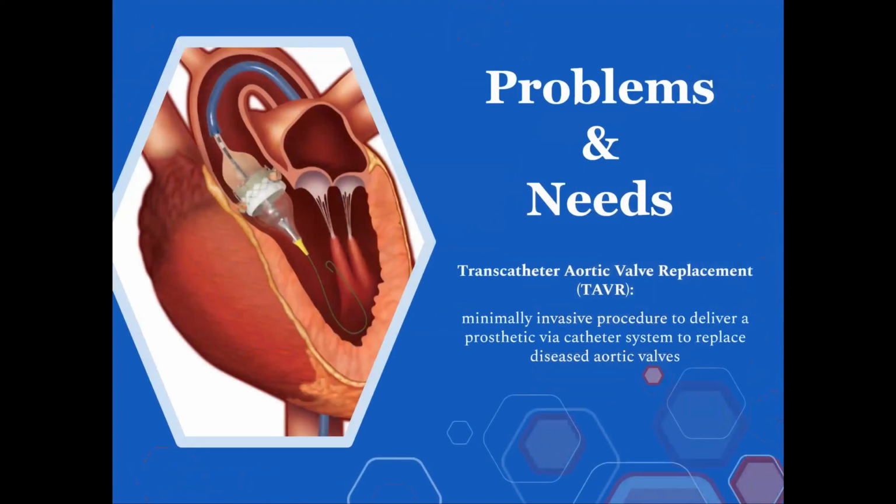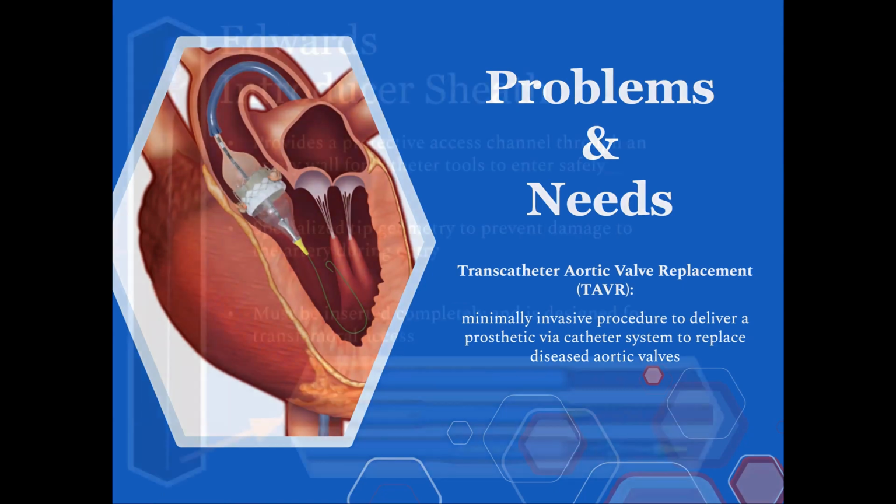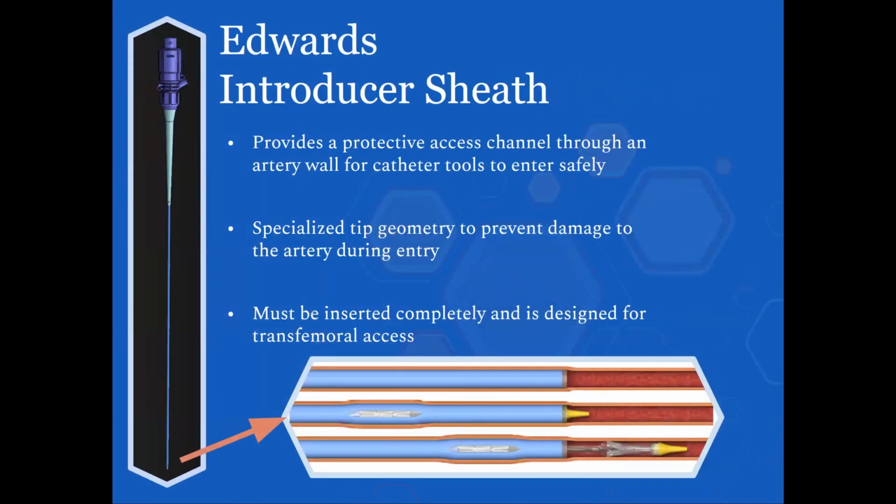Problems and needs. Transcatheter aortic valve replacement, or TAVR, is a minimally invasive procedure to replace diseased aortic valves with a prosthetic bioprosthesis. The Edwards introducer sheath is a vital component of TAVR that provides a protective access channel for catheter tools to enter safely into the artery using a specialized tip to prevent damage. The sheath must be inserted completely and is designed specifically for the femoral artery, known as transfemoral access.